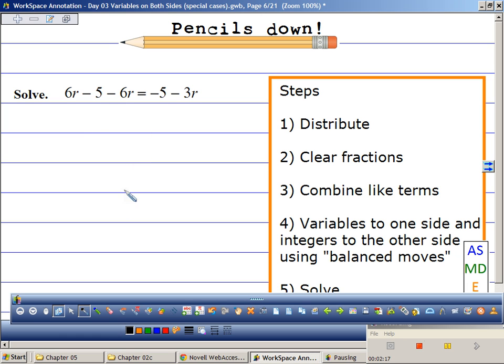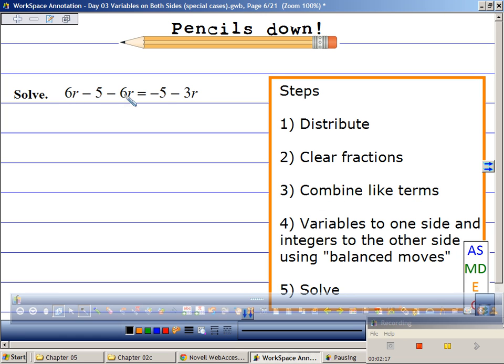So next, clear fractions. No fractions to clear. Combine like terms. I've got a 6r and a negative 6r. Aren't those a zero pair? So I'm left with negative 5 equals negative 5 minus 3r. If I have a negative 5 on both sides, can't I just remove both of them? Or I could just add 5 to both sides. That removes them as well.